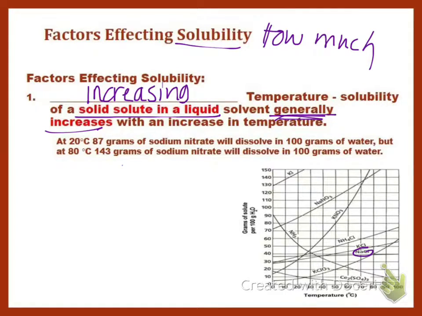You've got at 20 degrees Celsius, 87 grams of sodium nitrate will dissolve, but at 80, it's actually 143 grams.